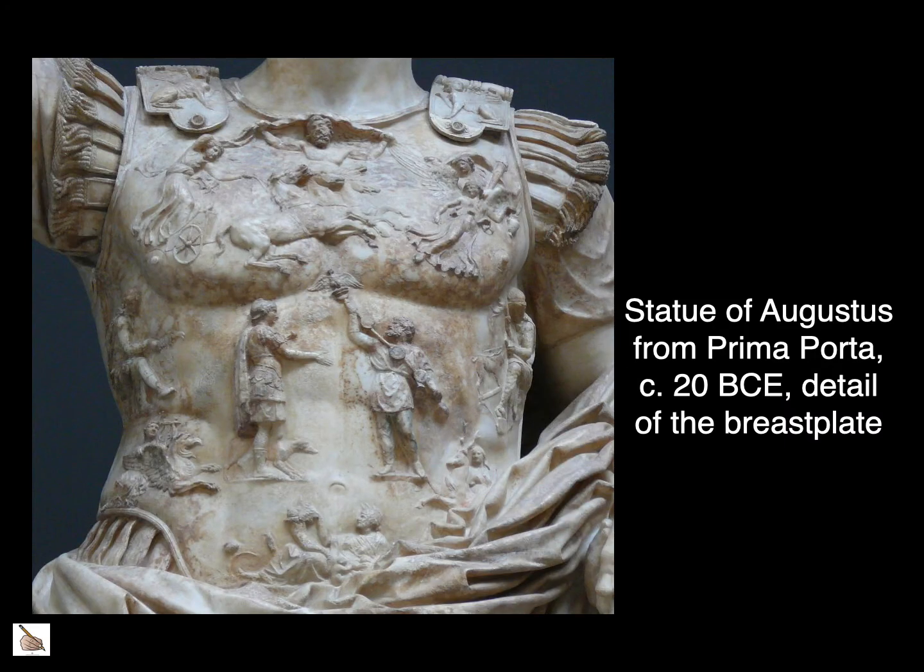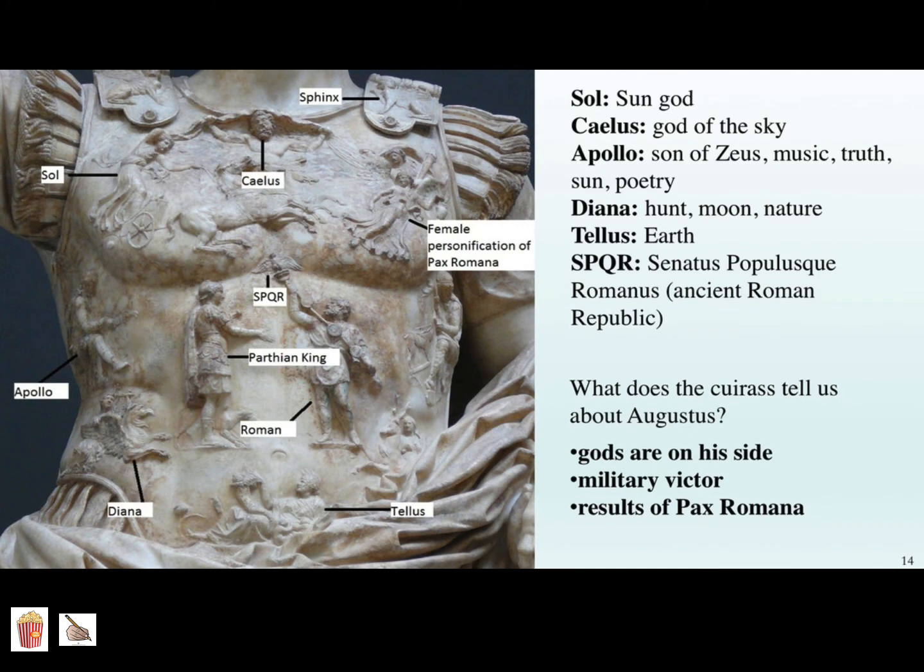In the center of the breastplate stand 2 figures, one of whom, dressed in Roman military costume, is surely Octavian before he took Augustus as an imperial name. He receives the Parthian king, a traditional foe of the Romans, with whom he established peaceful relations after a long period of conflict. Here you see labels of certain symbols and what they mean.